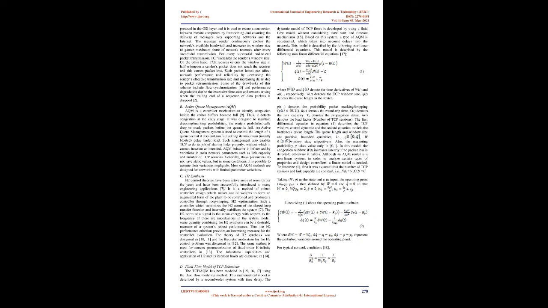The simplest form of the active queue management, AQM, termed drop tail, drops arriving packets when the router's buffer is full. Drawbacks of this scheme include flow synchronization, in 3, and performance degradation due to the excessive timeouts and restarts arising when the trailing end of a sequence of data packets is dropped.